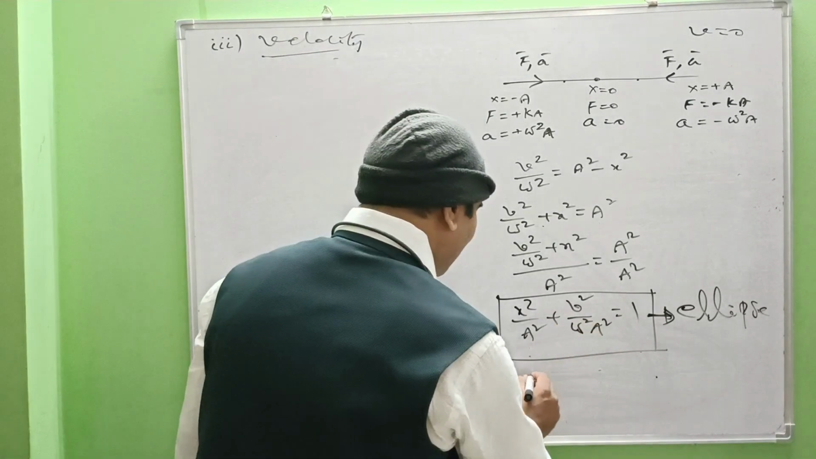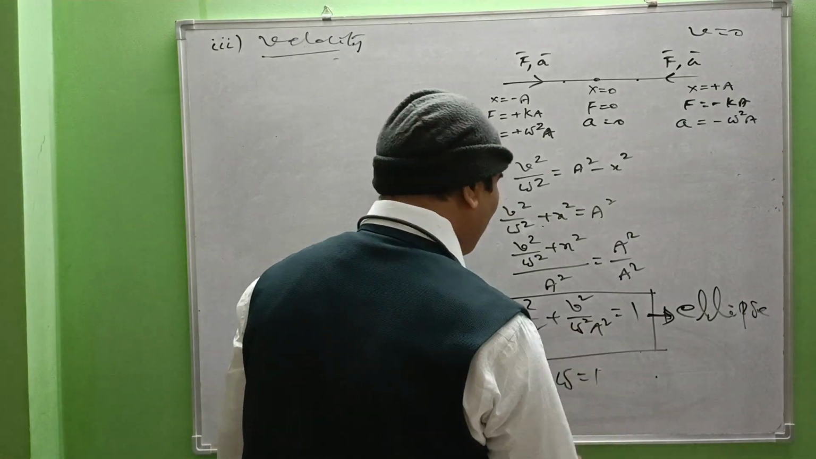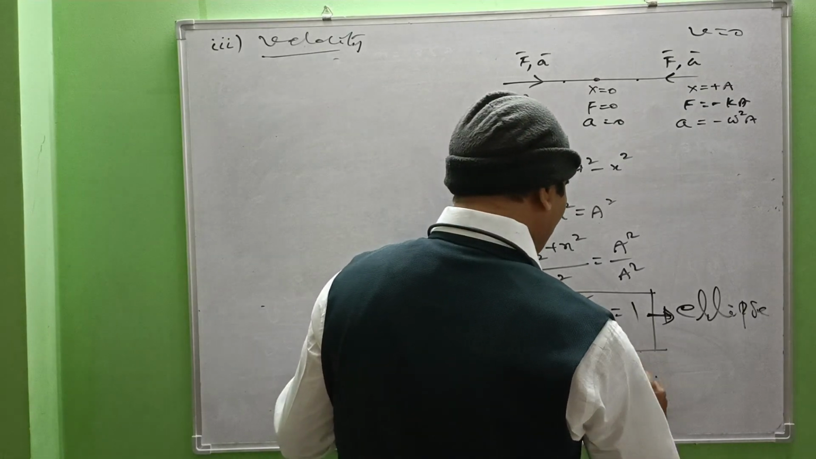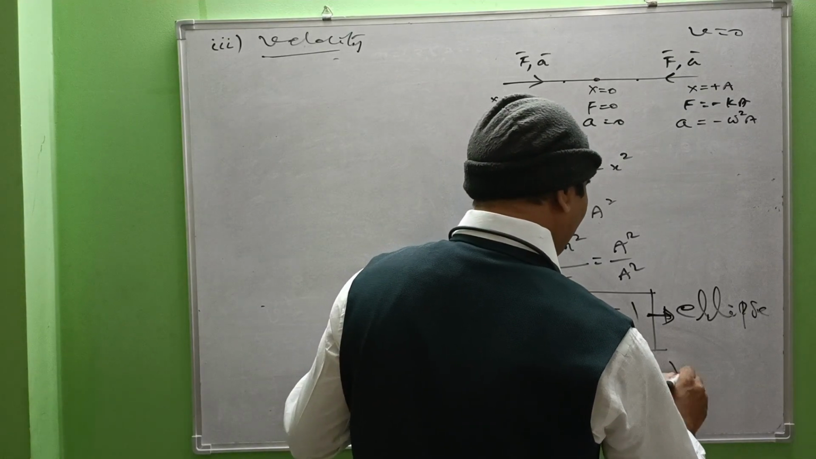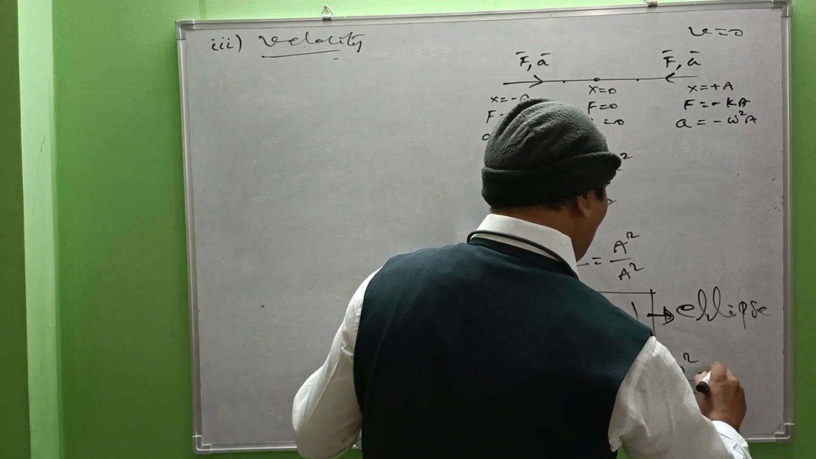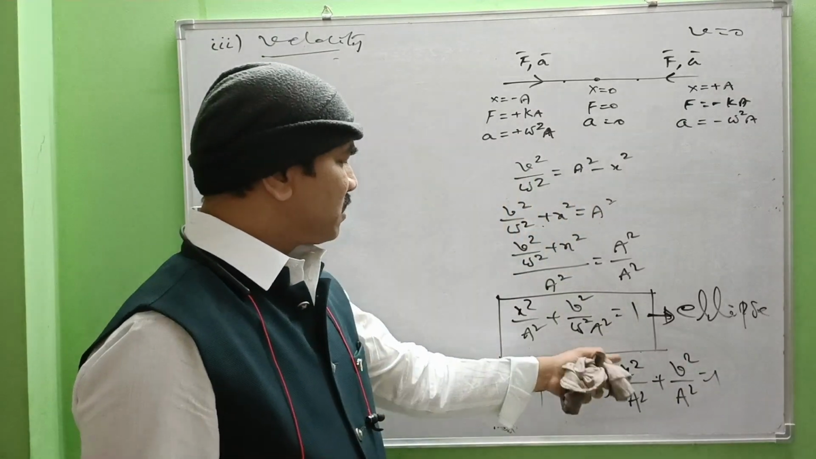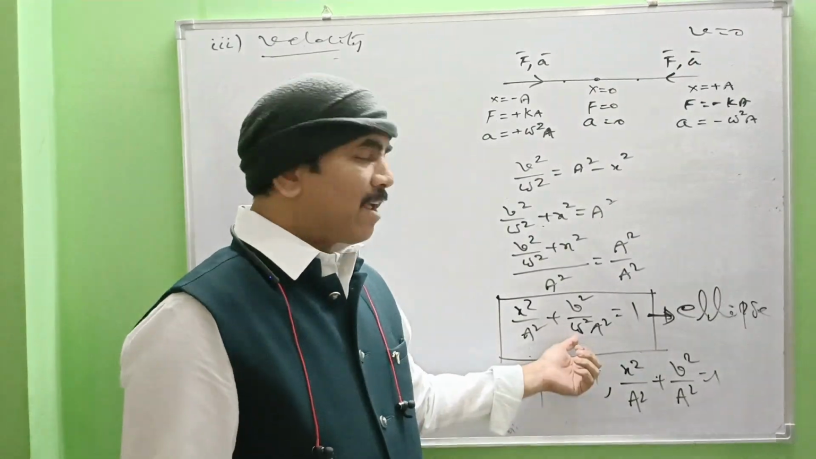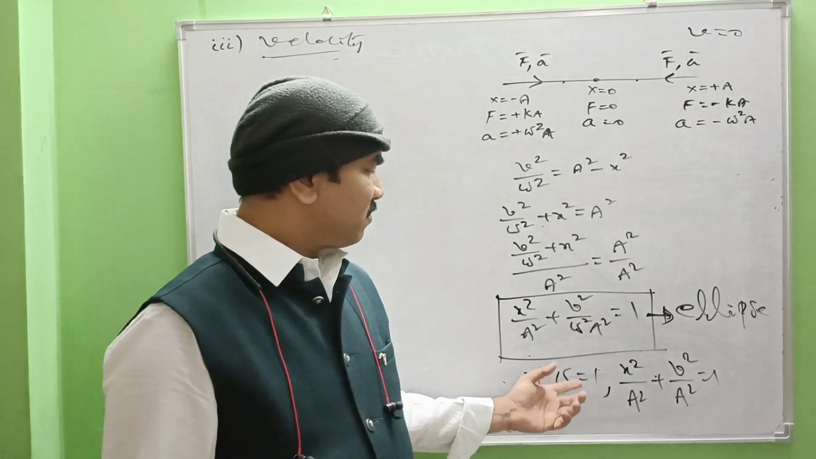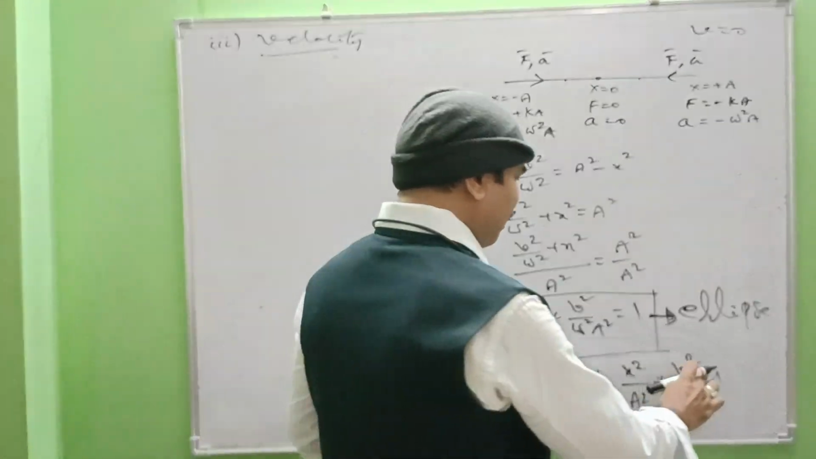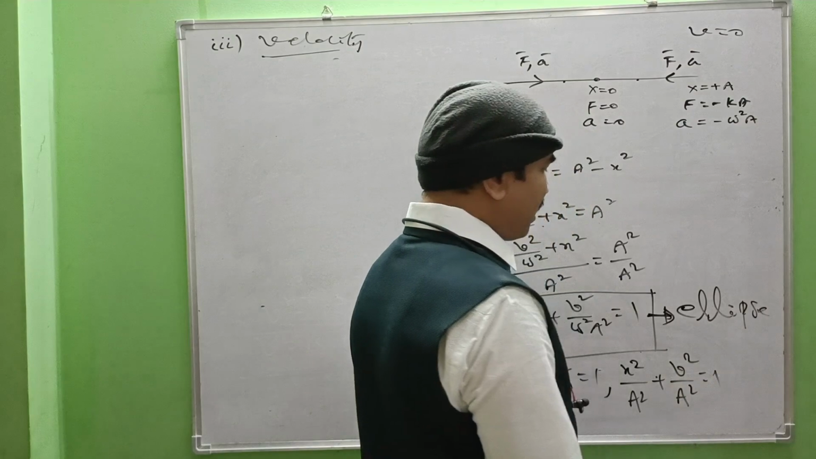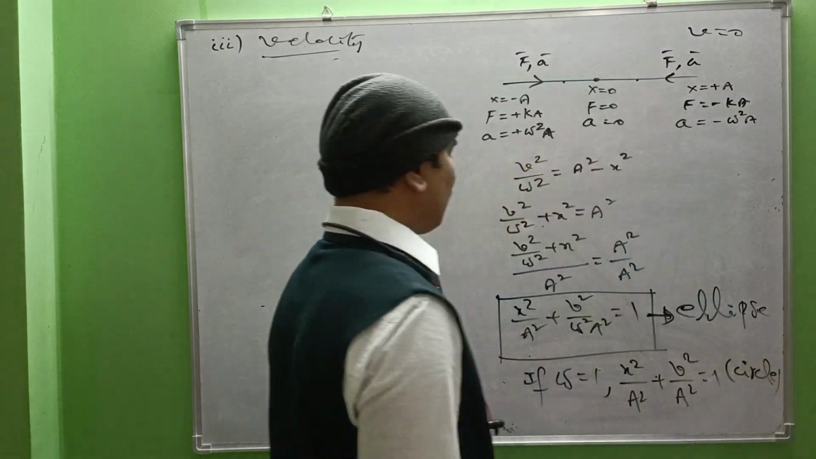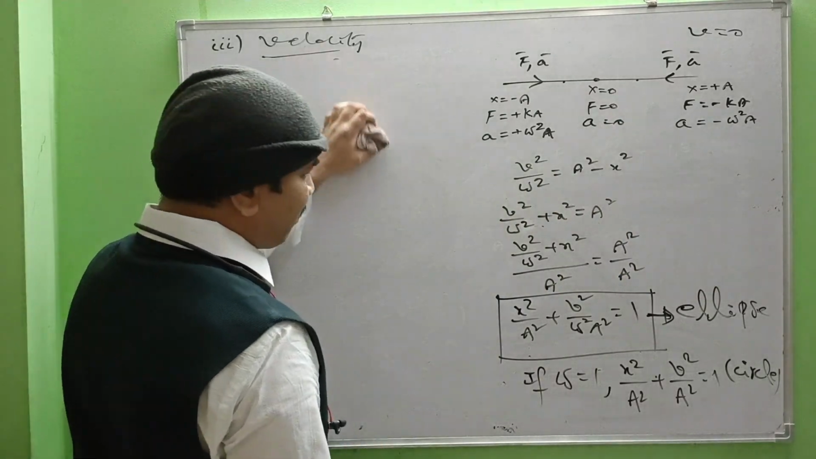If omega equal to 1, the same can be written as x square by a square plus v square by a square equal to 1, provided the angular frequency of the oscillating particle is 1, that is 1 radian per second. So x square by a square plus v square by a square equal to 1 is nothing but the expression for a circle.